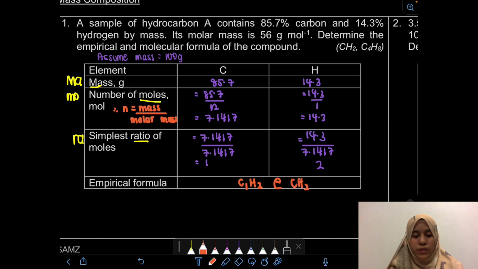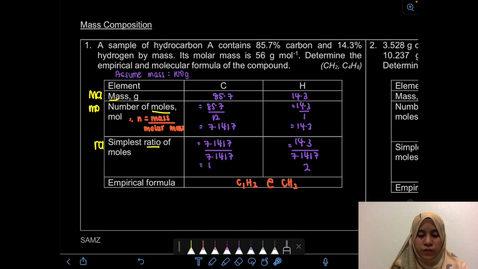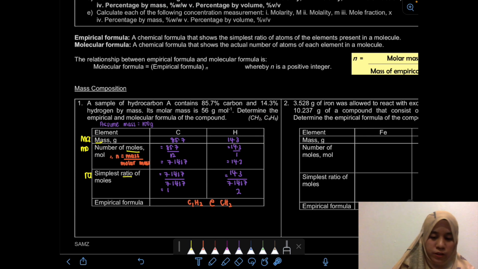So from these boxes you will get your empirical formula from the Mamora. But that is actually your empirical formula. The question want you to find the empirical and molecular formula. So sekarang ni kita tahu kita punya empirical is CH2. So how you gonna find your molecular formula?